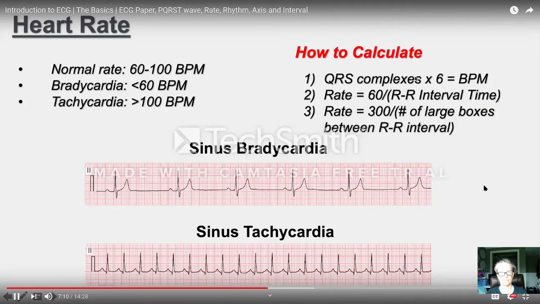The first one we had was 36 beats per minute on this ECG strip, and the other two were 37.5, so very similar. Those are the three methods we can use to actually calculate a heart rate from an ECG strip. So now that we know how to calculate heart rate, how do we determine the rhythm?